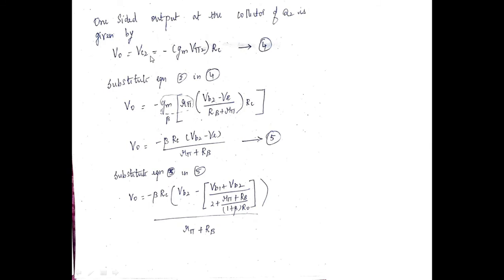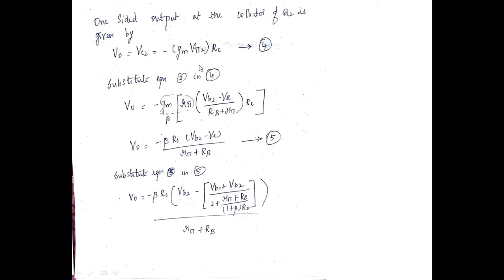The next is I'm going to consider here a differential amplifier with one-sided output at the collector of Q2. So I'm going to take the output only from the collector of Q2. My V0 I can write as the voltage VC2, which is nothing but I into R, where I is given by Gm Vπ2 and R is given by RC. So V0 can be written as minus Gm Vπ2 into RC. The minus indicates that the current is flowing in the opposite direction.